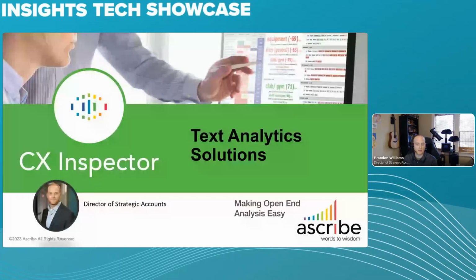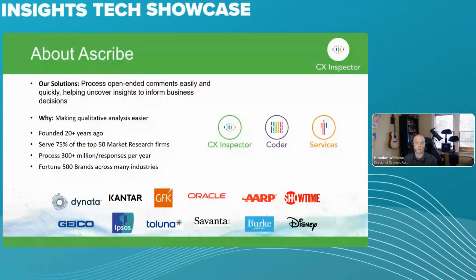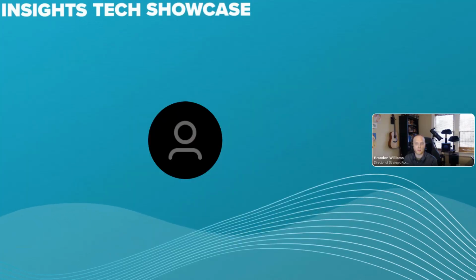But before we jump into our newest technology and talk about text analytics, let me give you a quick overview of Ascribe. So Ascribe was founded over 20 years ago with software custom designed for coding in the market research world. Our solutions help our clients uncover insights from text. Our why is to make qualitative analysis easier. And we do this through a combination of our software, some of which you'll see in a little bit, and our professional services team. Ascribe also has partners in over 100 countries and processes over 300 million comments each year on our platform. Helping our clients make sense out of their data is what we do.